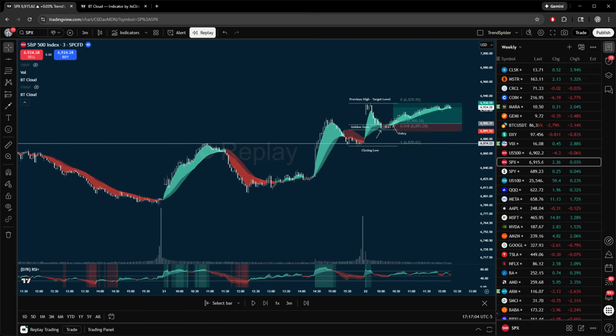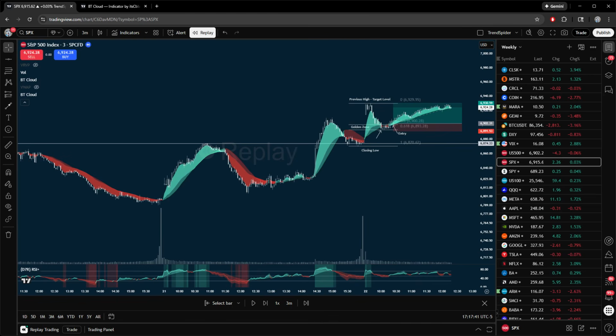This trade worked because we had clear trend direction from BT cloud, green cloud. We drew the golden zone correctly from the day before's low to the opening wave high. Price retested the 0.618 level at 6,894 and bounced, confirming support. We entered on the break above 0.5 at 6,900. Perfect timing. We selected a strike with 0.2 delta targeting the previous high at 6,930. We managed it properly and captured an 80% gain.